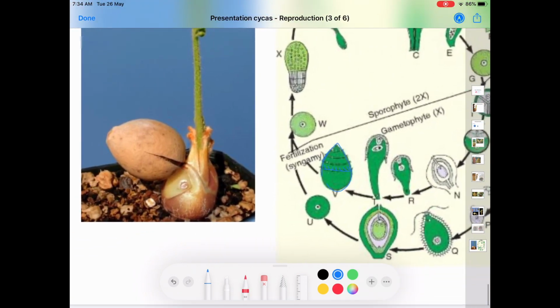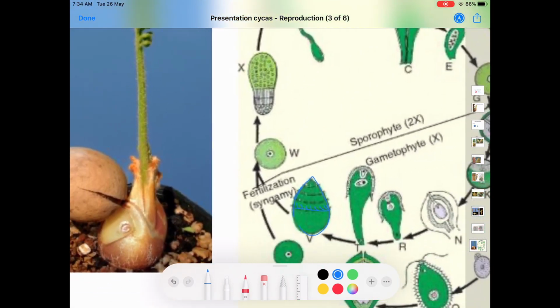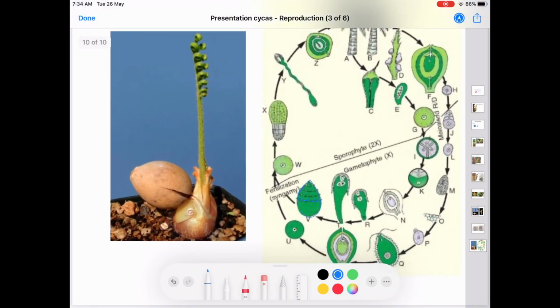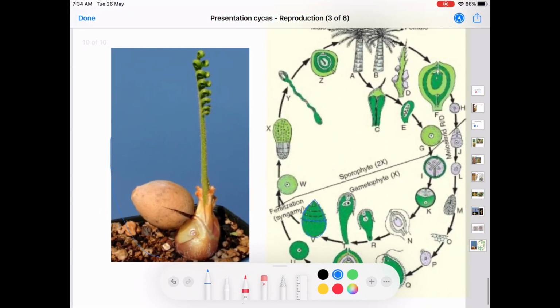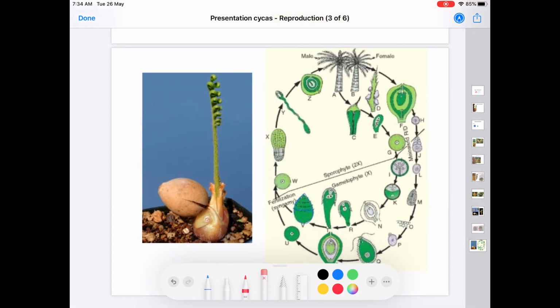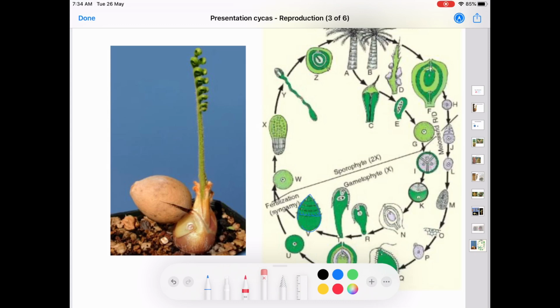Once it fertilizes the egg, it will develop into a zygote, and the zygote carrying ovule directly develops into a seed, and the seed germinates into a new cycas plant. Here you can see a seedling. This is a cycas seedling, and the seedling is with a new leaf having circinate vernation. This is all about the reproductive structure in the cycas.